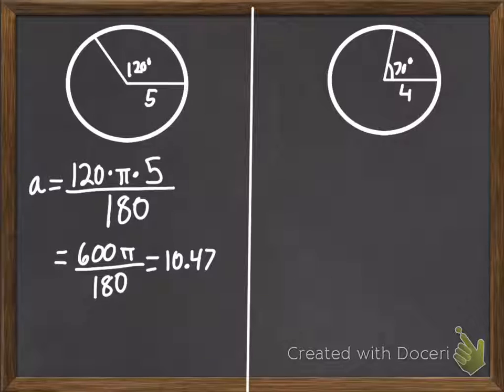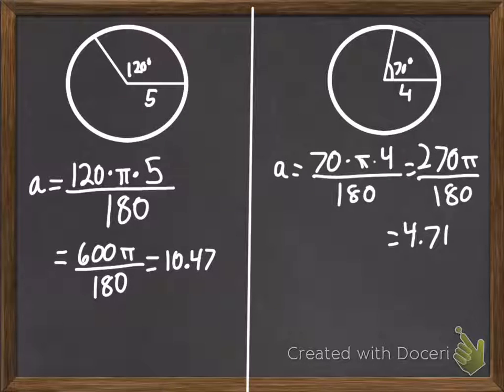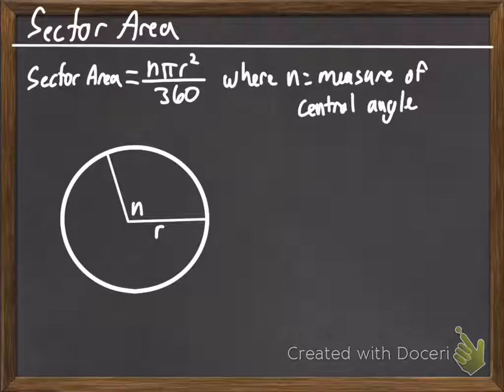Okay, so the circle on the right, I want you to find the arc length there using our formula, so go ahead and pause the video and do that now. Alright, and here's a solution to that. I got 4.71, so go ahead and check your answer with mine. And then we'll move on to sector area.